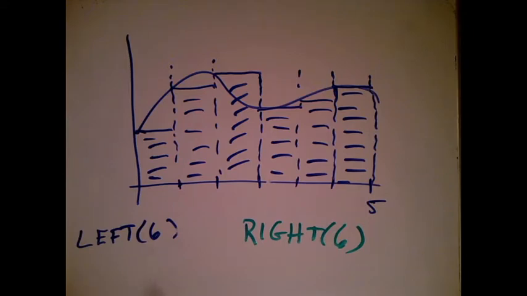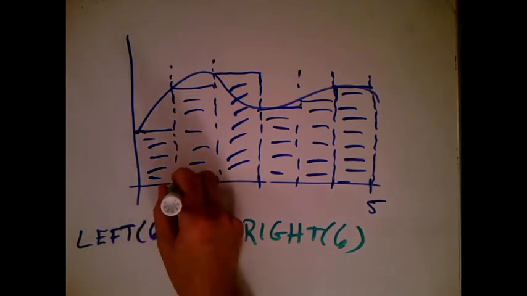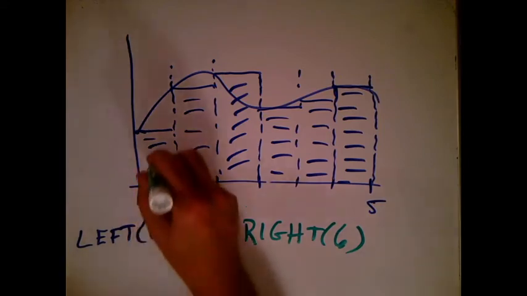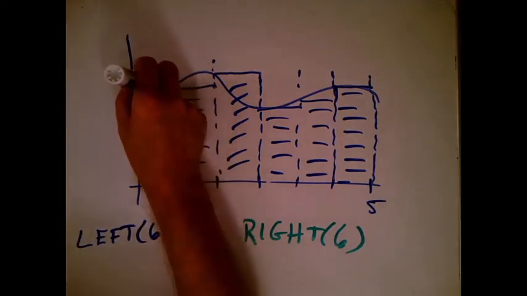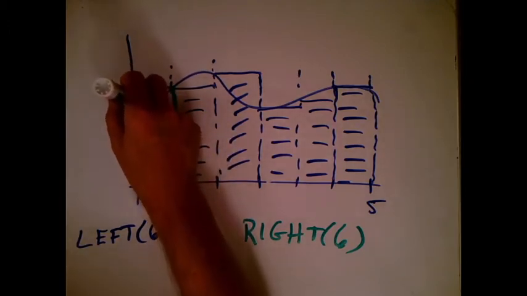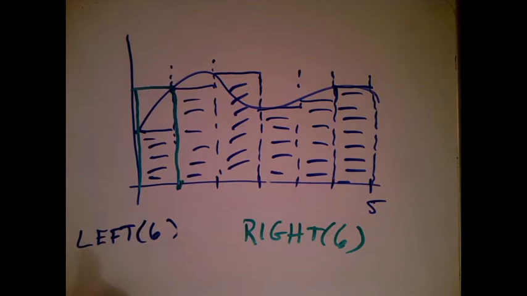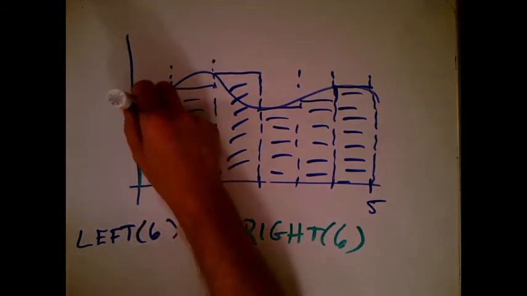So I go to my first little interval here. I want to go to the right end point instead of the left. I go up to the graph right there, and the height of this dot is going to be the top of my first rectangle for right 6. And I guess I'll try to draw that sort of like that.